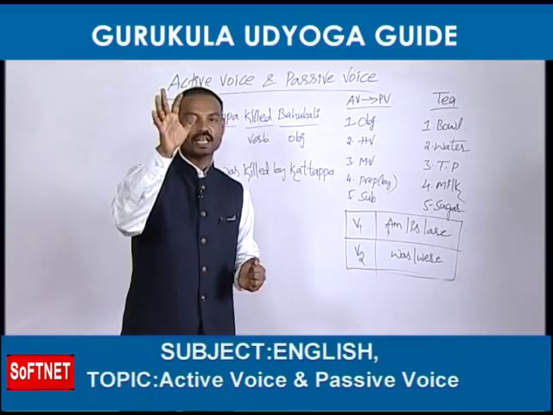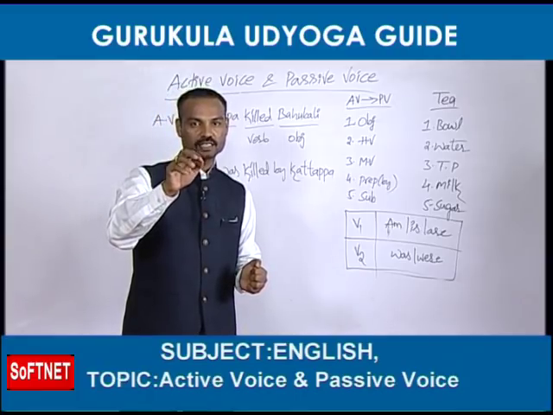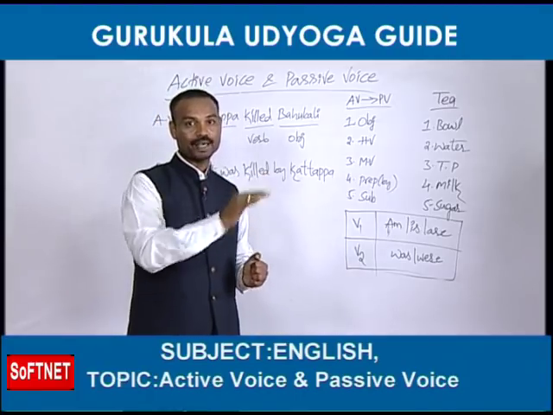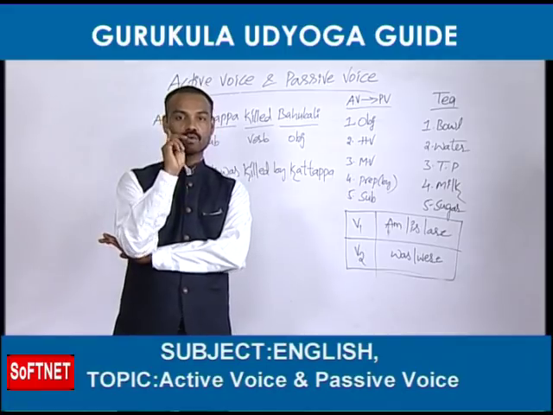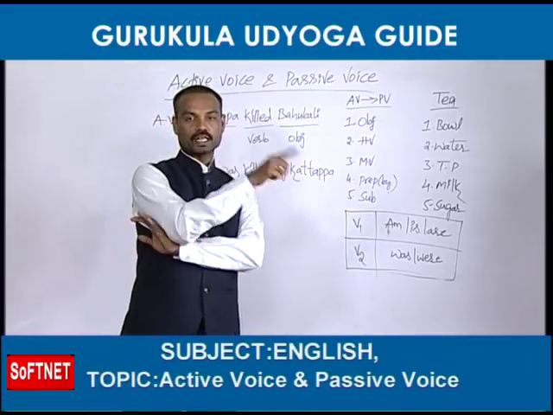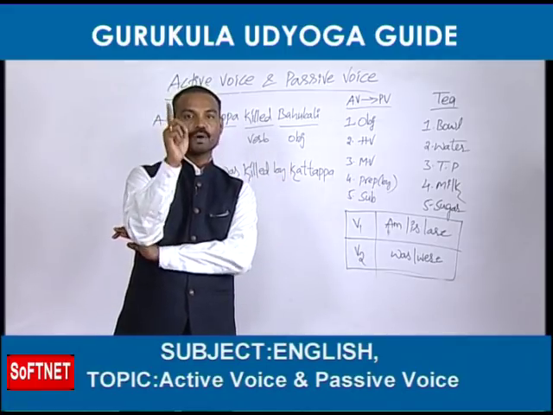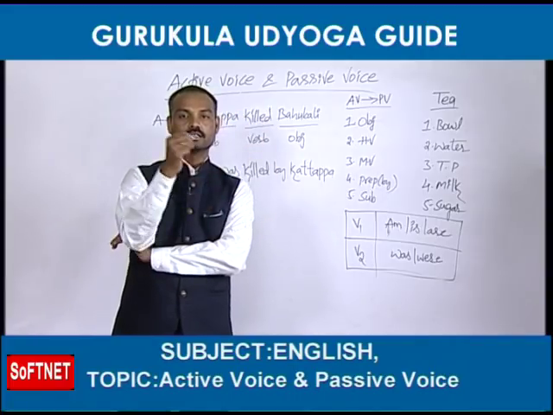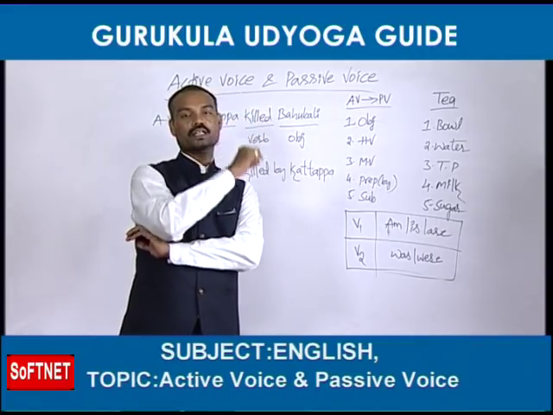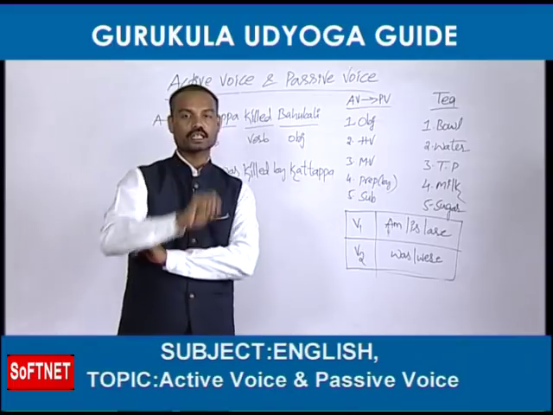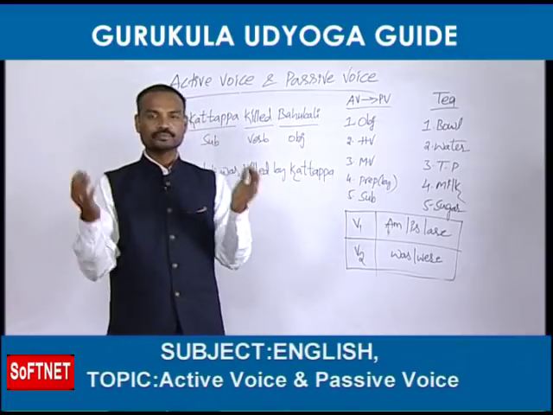Now I am going to name those tenses which cannot be changed into passive voice. They are, one is present perfect continuous tense, second one is past perfect continuous tense, next one is future perfect continuous tense, and the last one is future continuous. Very simple, you can remember.